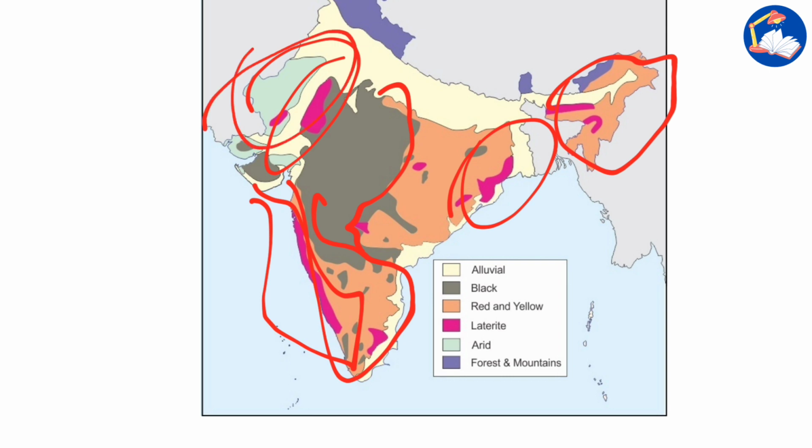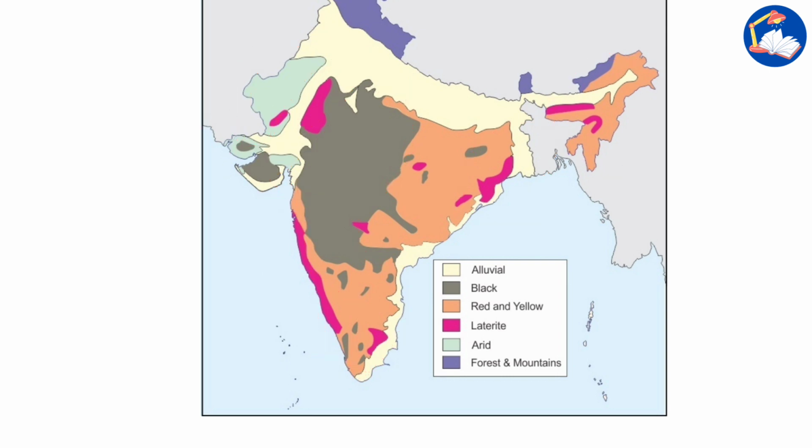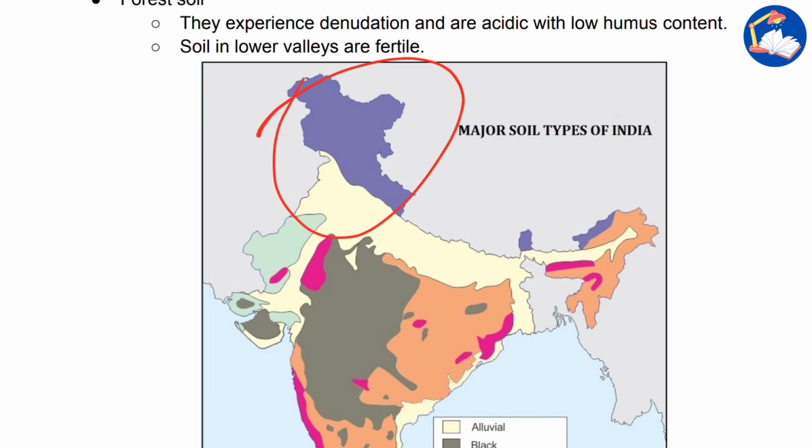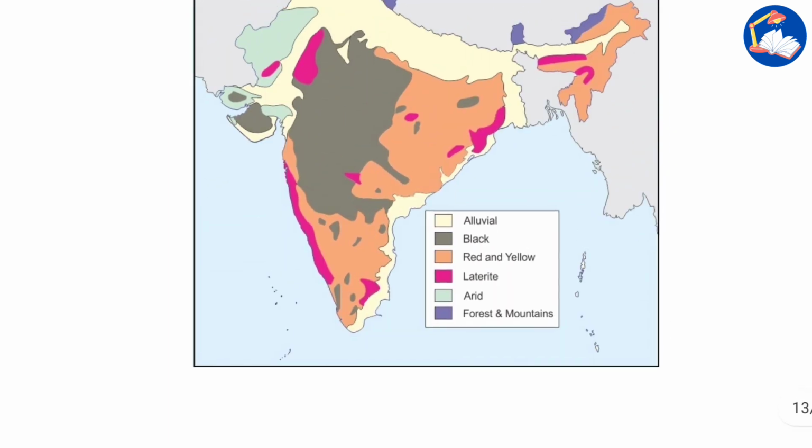Okay, and also near the Aravalli ranges and all, we can find laterite soil. Arid soil is found in the Thar desert or the desert regions. And forest and mountainous soil are found in Jammu Kashmir and Ladakh regions, and also Arunachal Pradesh, Sikkim. There we have the forest and mountain soil.